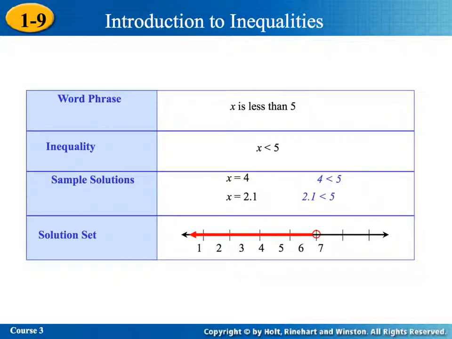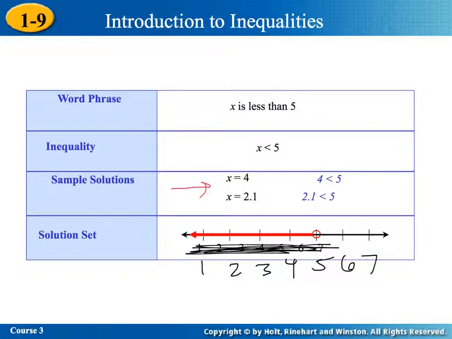Okay? What in the world are we talking about? So the word phrase is x is less than 5. We know x is going to be less than 5. So what does that mean our solutions can be? Well, that means we can have multiple solutions, right? If x is just going to be less than 5, we need to pick a number that's less than 5. So a few sample solutions down here. Again, you do not need to write this down. If x is 4, is that less than 5? Absolutely. If x is 2.1, is 2.1 less than 5? Absolutely.